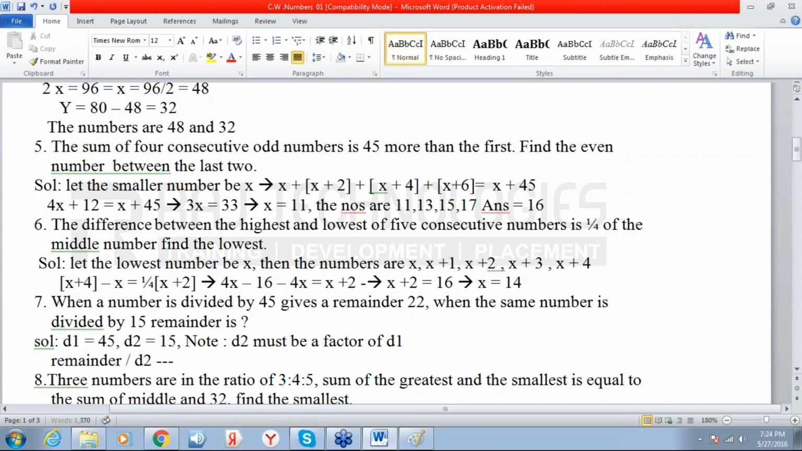Now, when 22 is divided by 15, what is the remainder? Remainder is equal to 7. 7 is the answer. If you know the rule, you can directly solve the question. Just divide the remainder by D2.